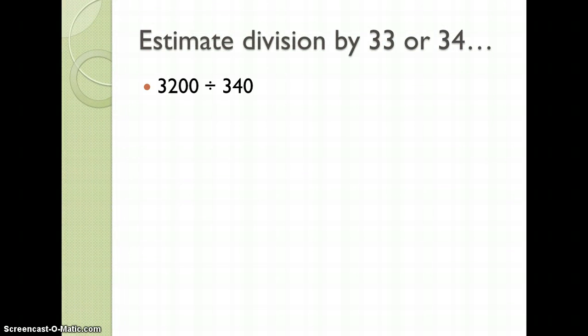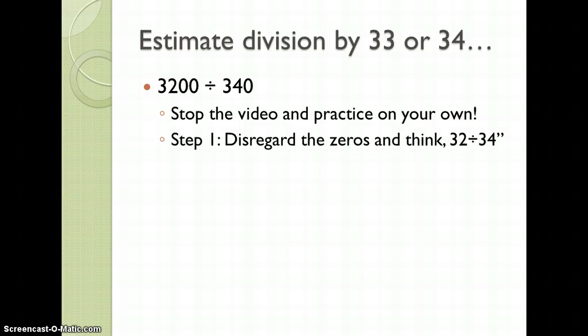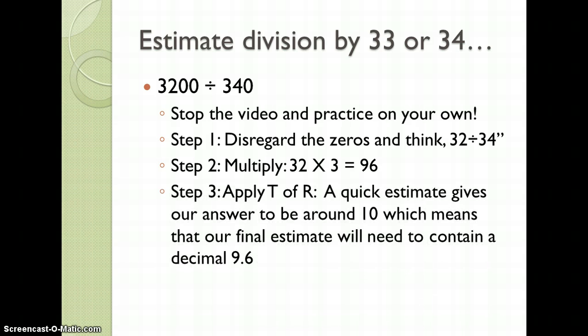Let's try 3200 divided by 34. Stop the video and practice on your own. Disregard the zeros and think 32 divided by 34. Multiply 32 by 3, which is 96. A quick estimate gives our answer to be around 10, which means our final estimate will need to contain a decimal, so 9.6. The true answer is 9.4 rounded.